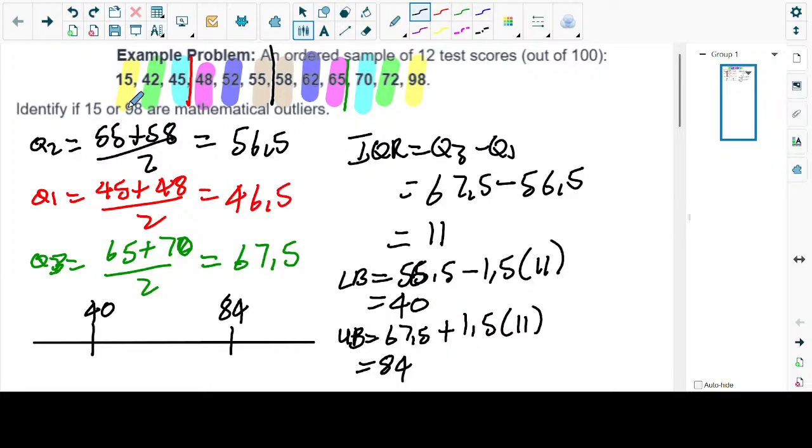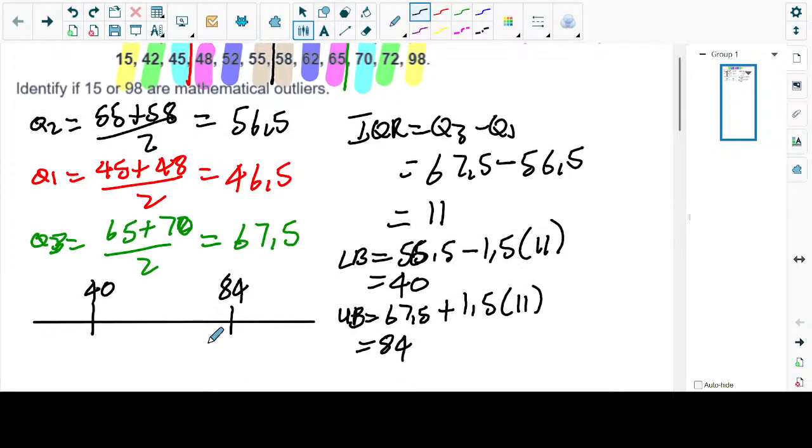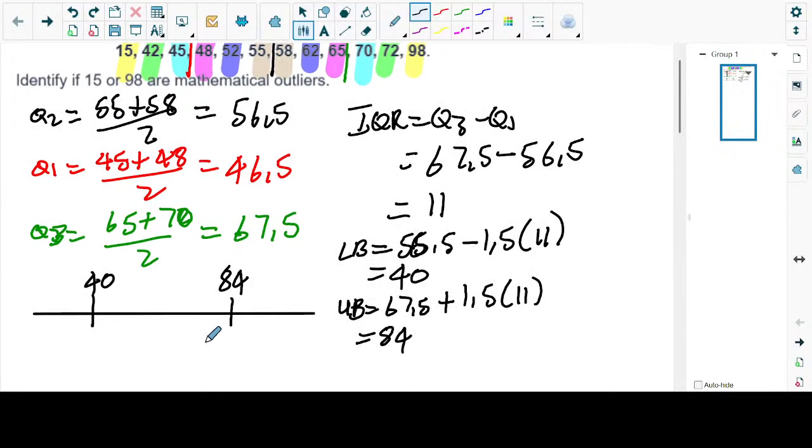So, chat, we're going back to the question, where they said we should identify if 15 or 98 are mathematical outliers. Let's check. Is 15 appearing before or after 40? The boy who got 15 doesn't appear on our number line. That means he broke a record. Okay, 15. Shall I write the conclusion? Yes.